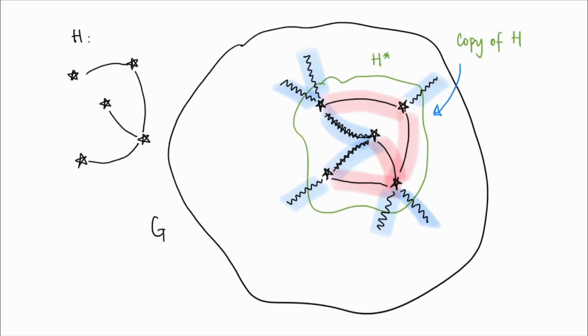So here is an example of what this would look like for a specific H and a specific copy of H inside G. So now that we understand what we expect from a good coloring, let's talk about the random experiment that we hope will generate such a good coloring with a decent probability. It turns out that for this problem, our random experiment is really simple.